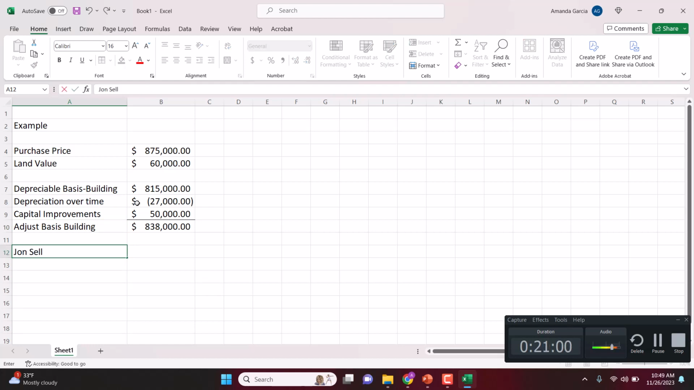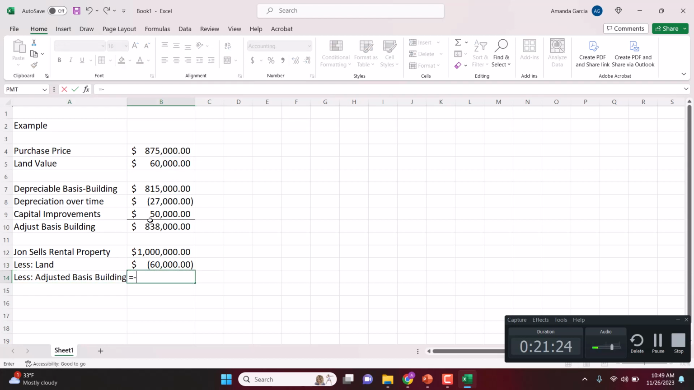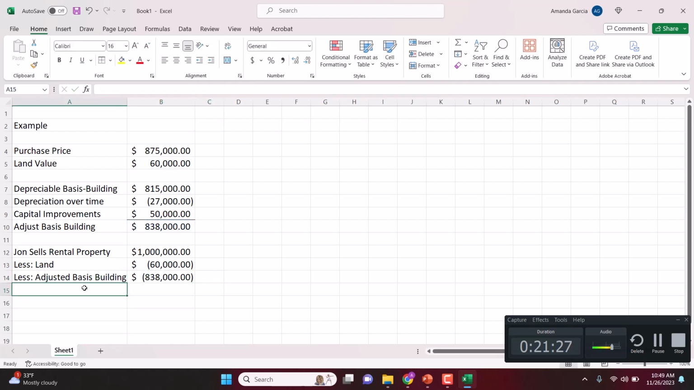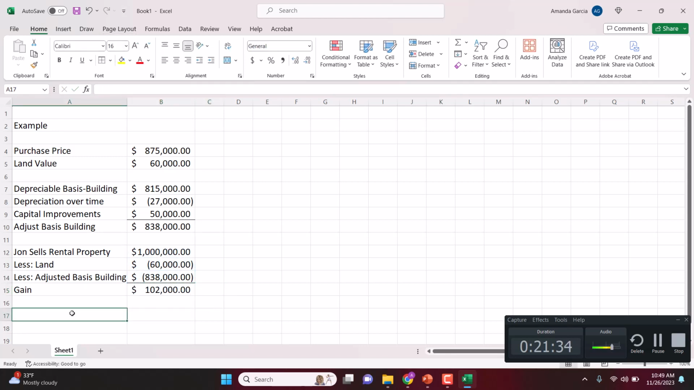John sells the rental property for $1 million. So less the land, we're going to subtract the land, less adjusted basis of the building. So we're going to subtract the adjusted basis in the building, and we get the gain. So John has a $102,000 gain.